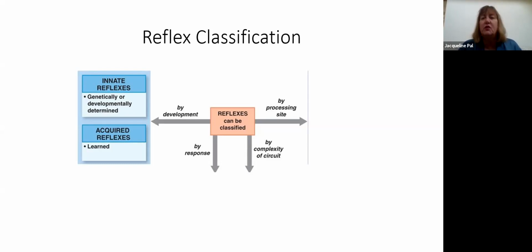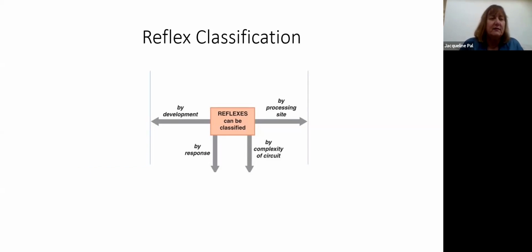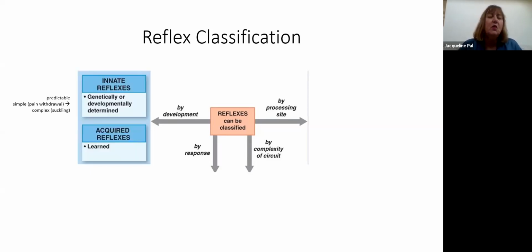Nothing had to happen for you to have this. So later on, we're going to have innate immunity when you learn about the lymphatic immune system and your second line of defense later on. But right now we're talking about innate reflexes. Sorry. And so innate reflexes are very predictable.